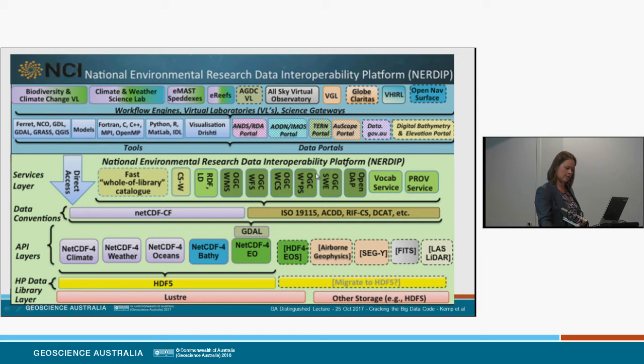We've got airborne geophysics sitting here, and it talks about the different layers. This is the storage sitting underneath. This is the standards layer. We've got conventions, and this is the API layer. We've got standards and conventions on the top, and then we're delivering them out via services. And then there are various tools that want to have access to these. And we can also see that we've got the VGL, the Virtual Geophysics Laboratory, in there as well.